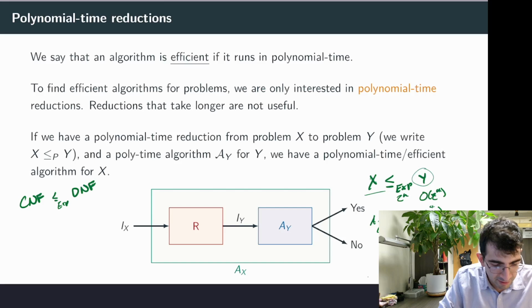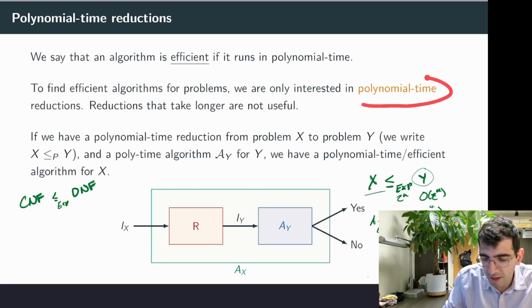And CNF is still in NP. But that's essentially why exponential time reductions aren't really useful. The only really useful reductions are polynomial time reductions.